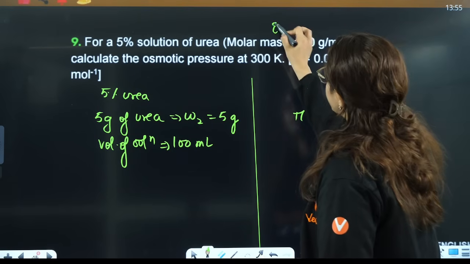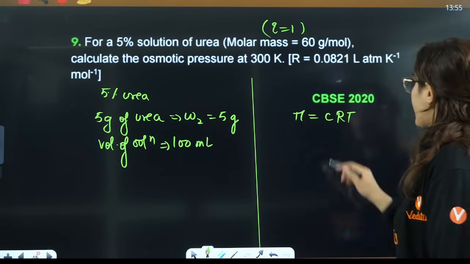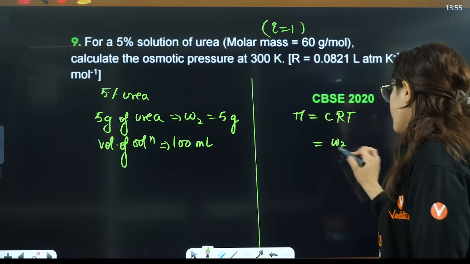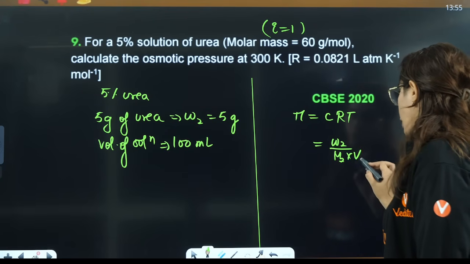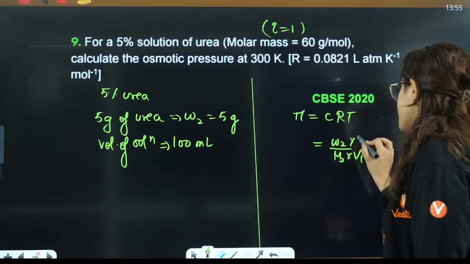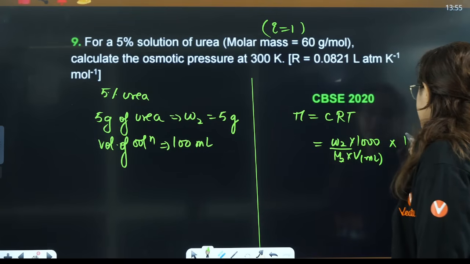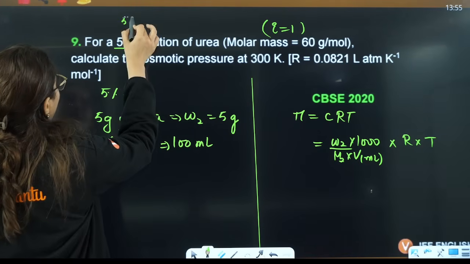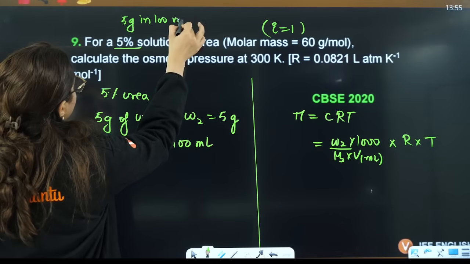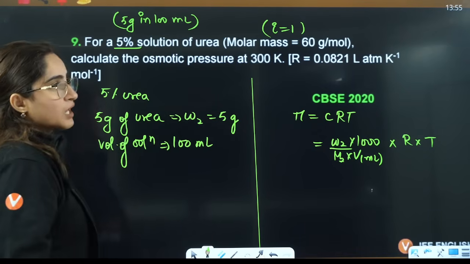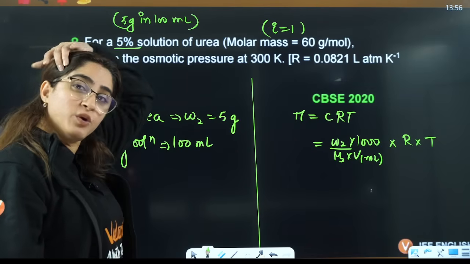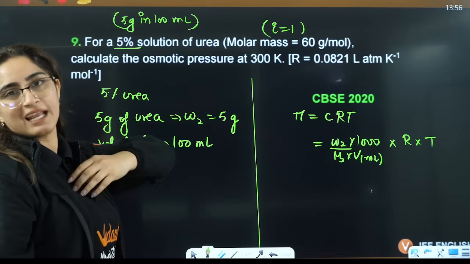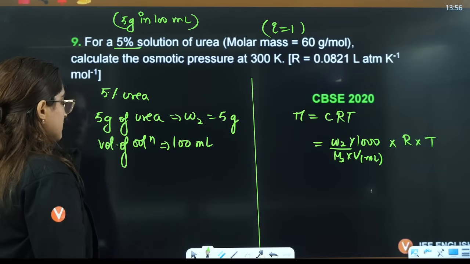Van't Hoff factor is 1 here because it is a non-electrolyte. Okay. So you have to calculate the molarity, that is W2 by M2, times 1000 over the volume if it is in milliliters. This is R and this is T. Right. So 5% means 5 gram in 100 milliliter. If we needed to answer molality, I would have taken 100 grams. So that is a simple trick to know how we decode this, right?